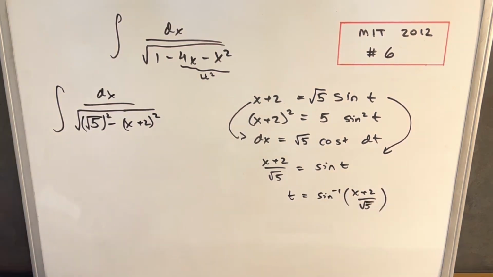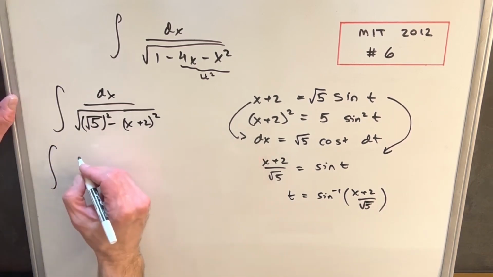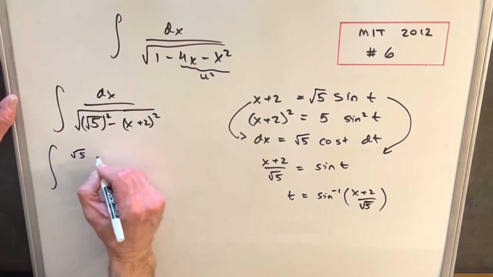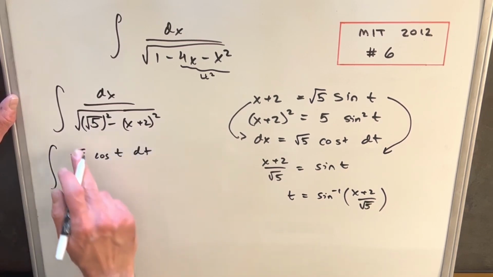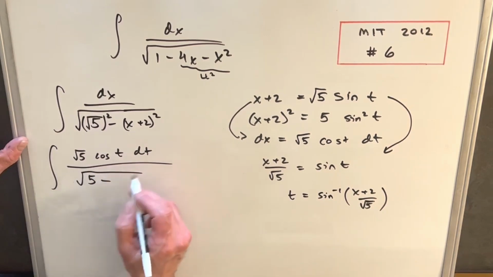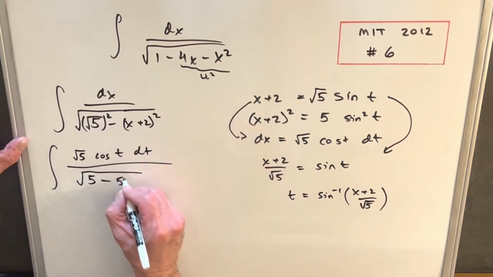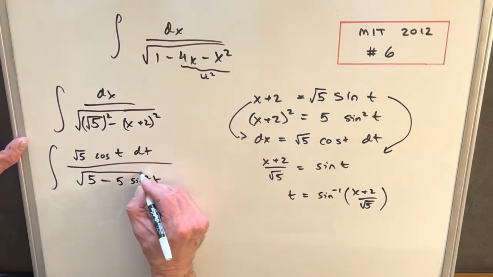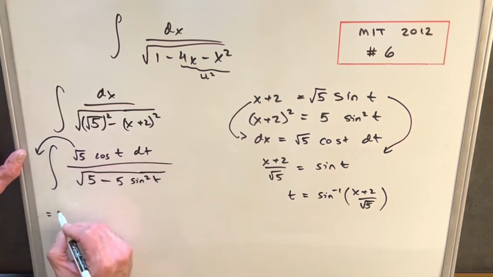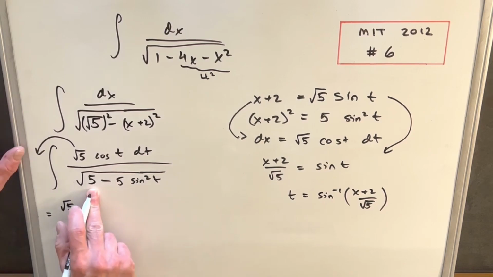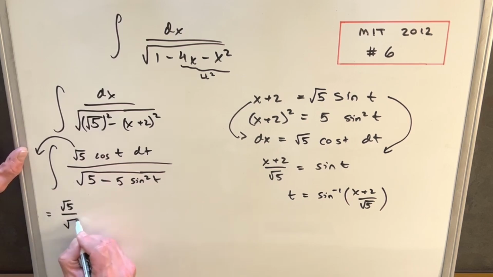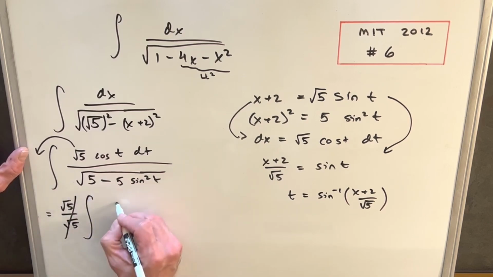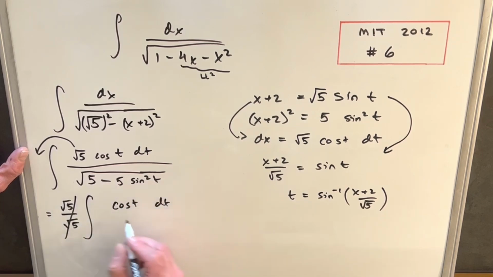Okay, so now I think we have everything we need to substitute. For our dx, we have our value right here, so we're going to have square root of 5 cosine t dt. Then in our radical, we're going to have 5 minus our x plus 2 squared, so this is going to be 5 sine squared of t. Then I can take a square root of 5 out front of the integral. But we also can factor a 5 out inside the radical, so that's going to be another square root of 5 in the denominator here. That'll just cancel the 1. Then we're going to have cosine t dt.